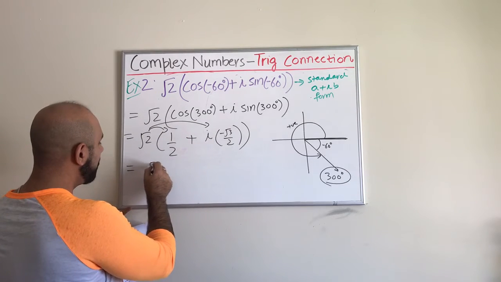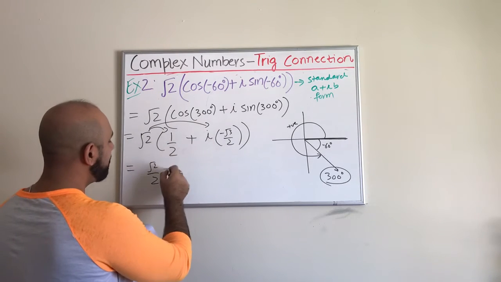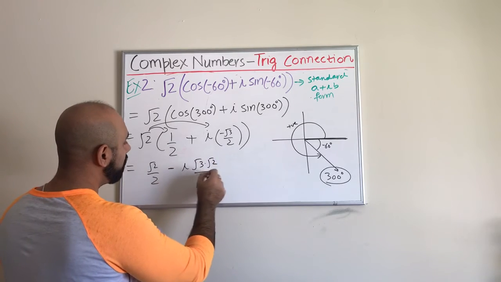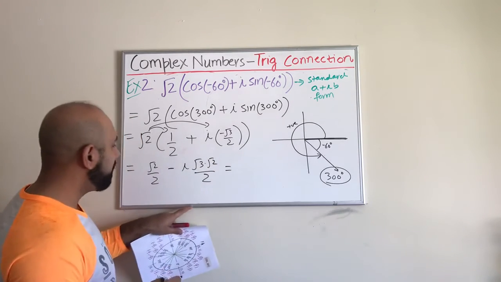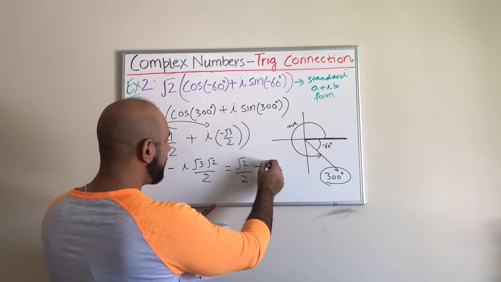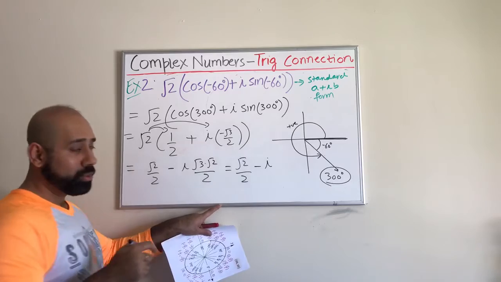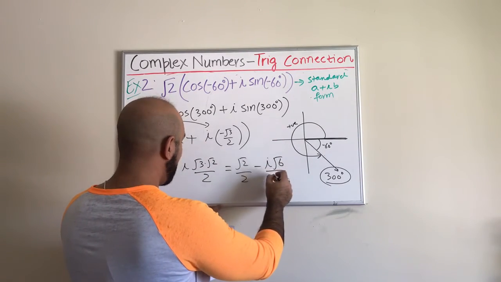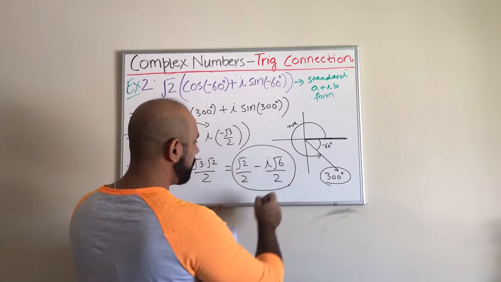Now we can just distribute this radical 2. So it's going to be radical 2/2, plus times minus is minus i radical 3 times radical 2/2. Guys, we can still simplify a little bit, so it's going to be radical 2/2 minus i times radical 3 times radical 2, which can be simplified, and it becomes radical 6 divided by 2. Guys, this is the best we can do here.